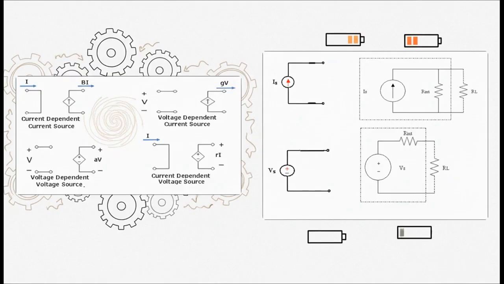But then you have these other things, dependent sources, which you can see over on the left. They're different. Their value isn't fixed, it's controlled by some other voltage or current somewhere else in the circuit. Think of them as being puppeteered by another part of the circuit. They're super important for modeling stuff like transistors.